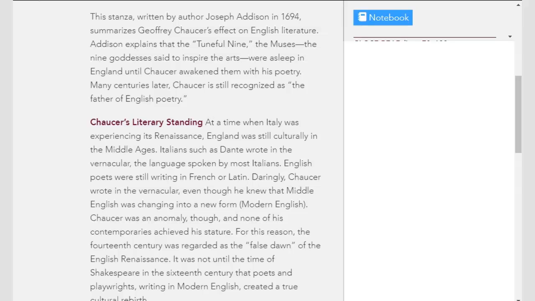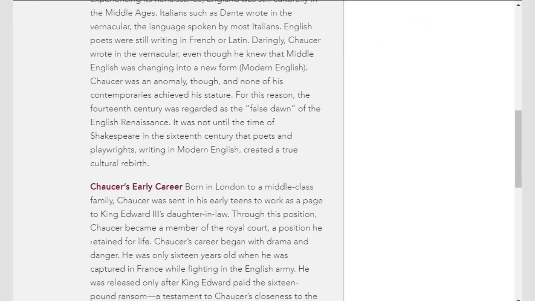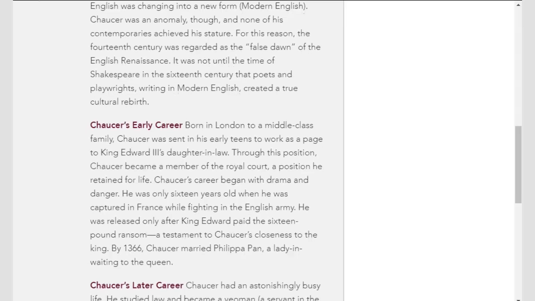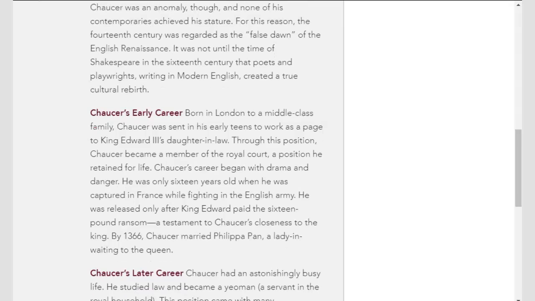Chaucer was an anomaly, though, and none of his contemporaries achieved his stature. For this reason, the 14th century was regarded as the false dawn of the English Renaissance. It was not until the time of Shakespeare in the 16th century that poets and playwrights, writing in modern English, created a true cultural rebirth.